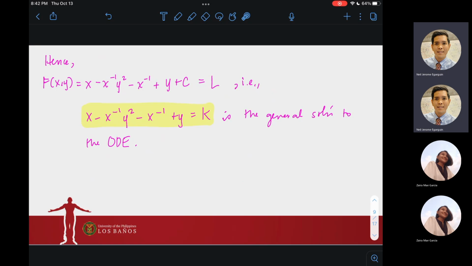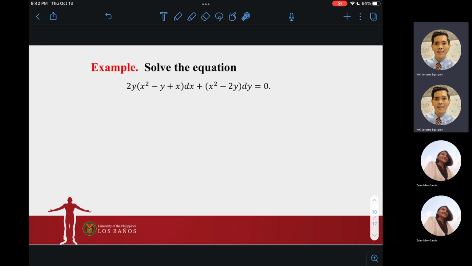Okay, let's look at another example. Bago mamili si Zaira kung gusto niya nang magpa-homework sa section na ito kasi siya yung umattend ngayon, so sa kanya ko ibibigay yung power to choose. But before doing that, let's consider another example.